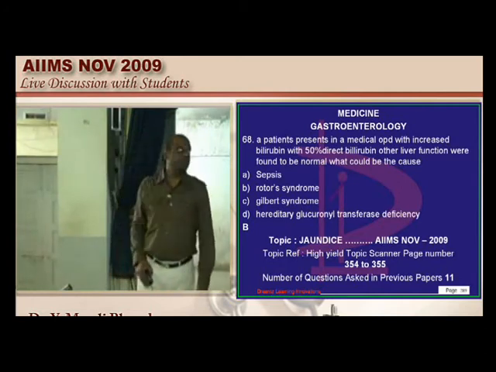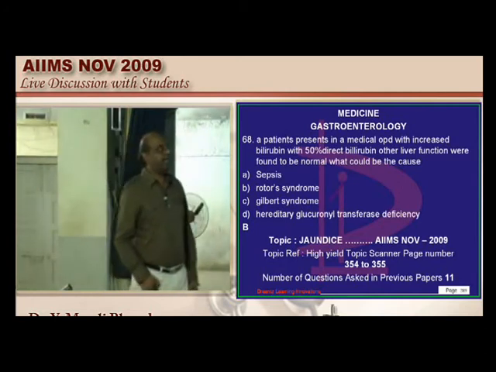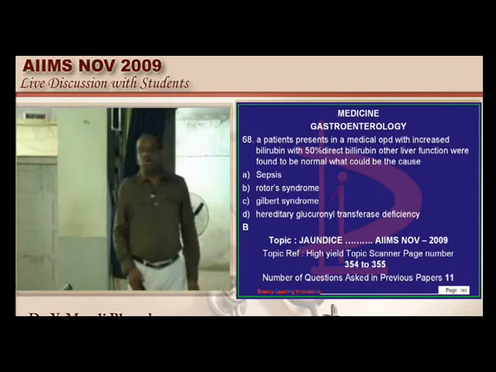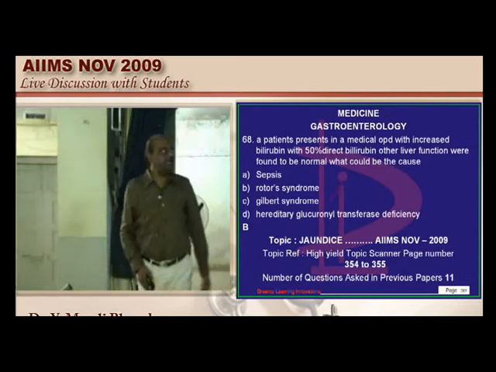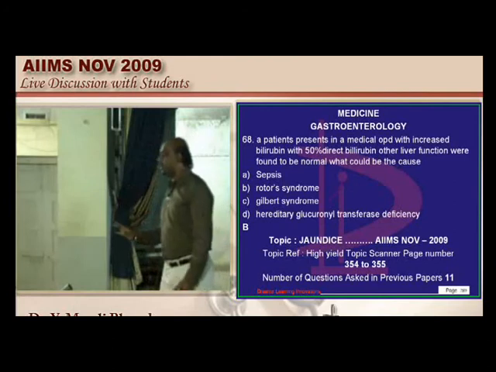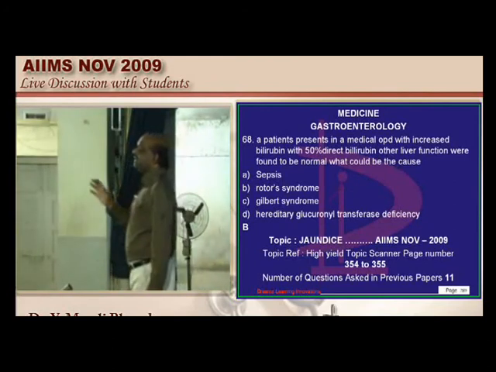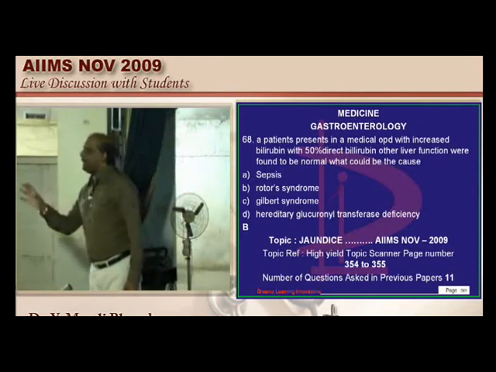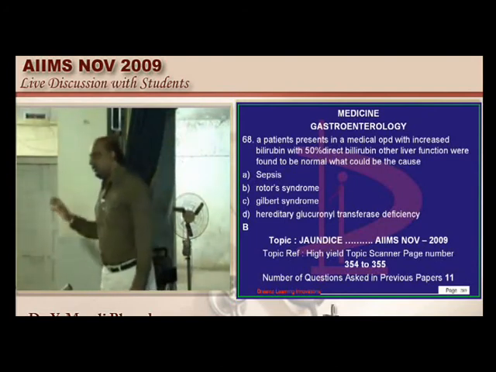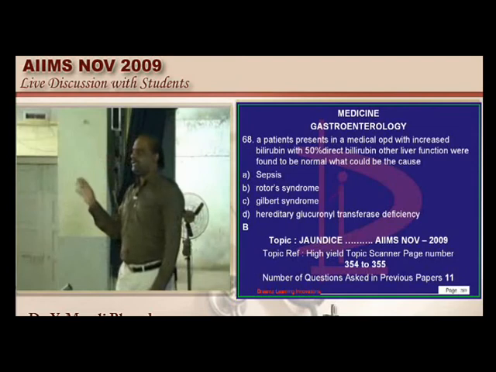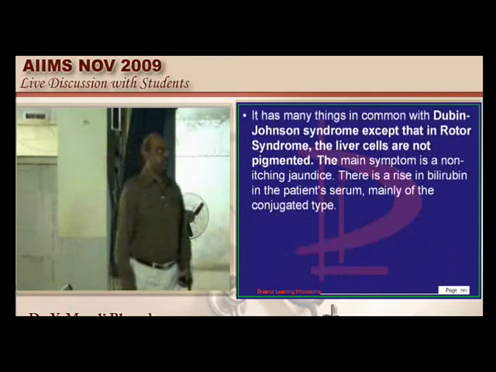Now tell me, doctor, how do you differentiate the Dubin-Johnson syndrome from that of the Rotor syndrome? Both of them will lead to conjugated hyperbilirubinemia. But a pigmented liver, with a brown pigment in the liver cells, is a feature of Dubin-Johnson, but not the Rotor. That is the differential between the 1 and 2.